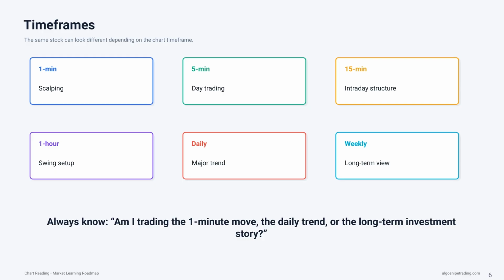The daily chart shows the major trend. Before taking the trades, traders should know whether the daily chart is trending up, trending down, or moving sideways. The weekly chart gives the long-term view. This is helpful for investors and for understanding the bigger market story.